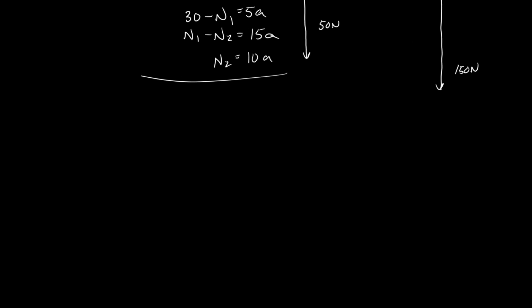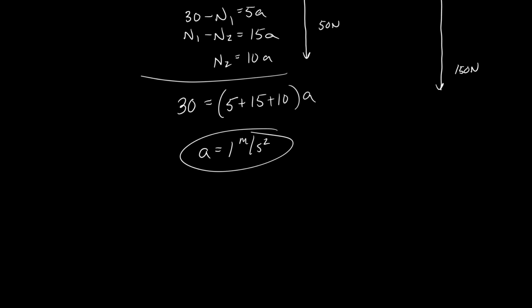You can add them all up. The N1s will cancel and the N2s will cancel. And I'll be left with 30 equals 5 plus 15 plus 10 times A. Again, the one applied force, the sum of all the masses, those add up to be 30, so it looks like A is equal to 1 meter per second squared.